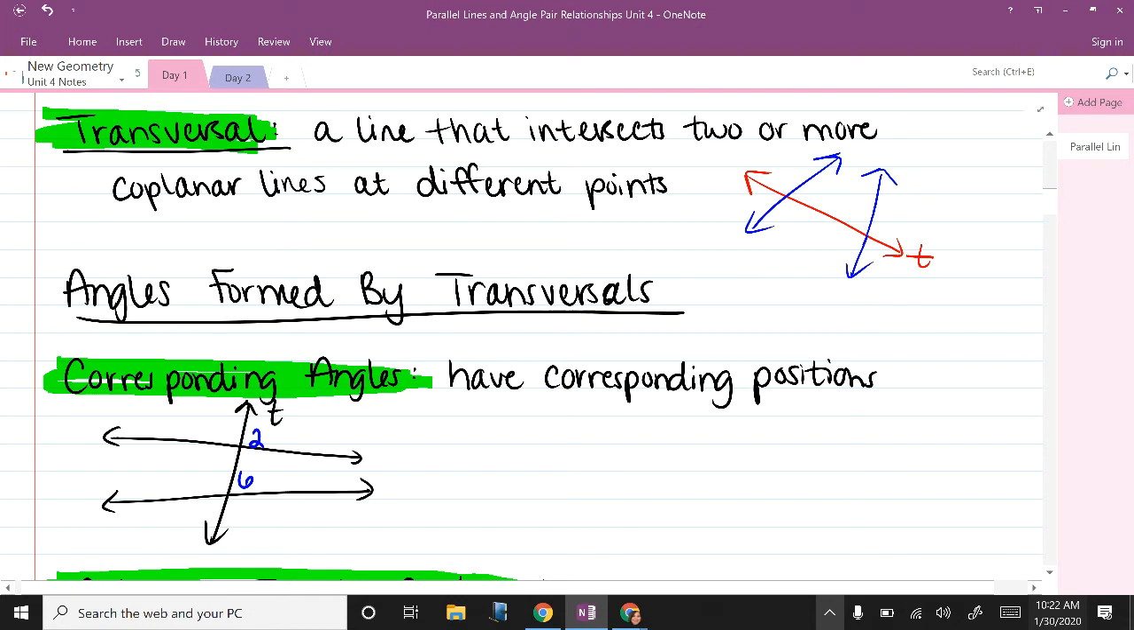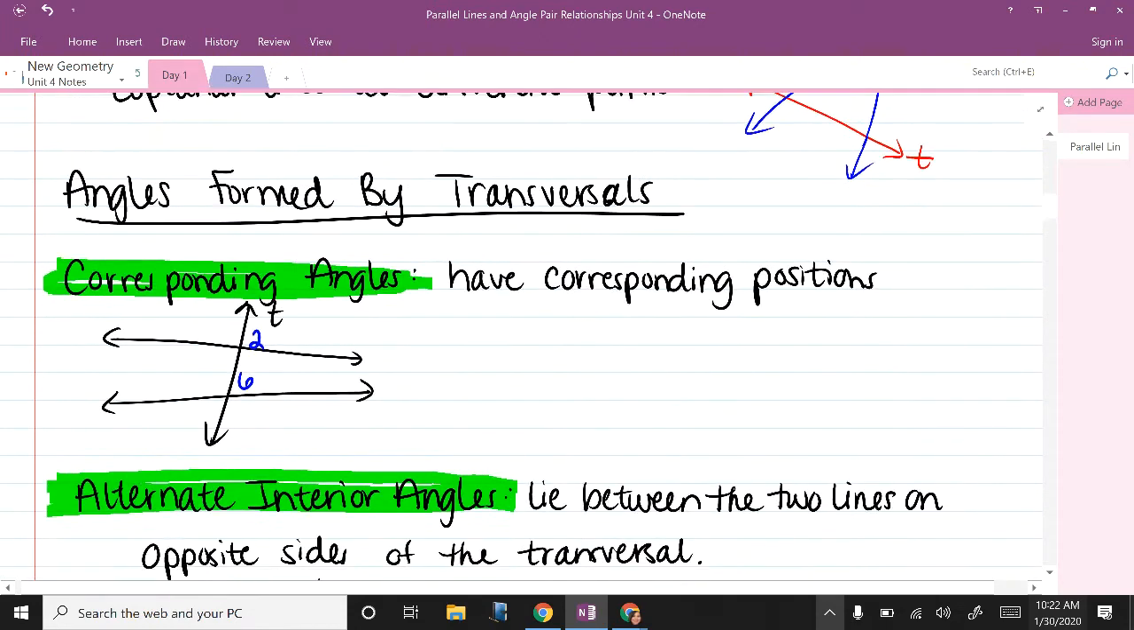So corresponding angles are in the same position of the transversal. They're in the same spot. This 2 is in the same spot as the 6 is. Does that make sense? So that's what corresponding angles are.